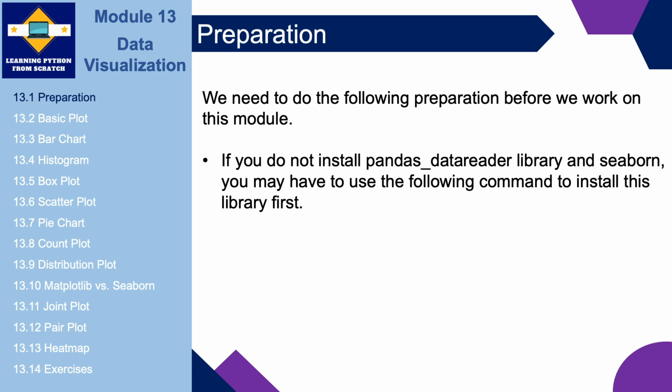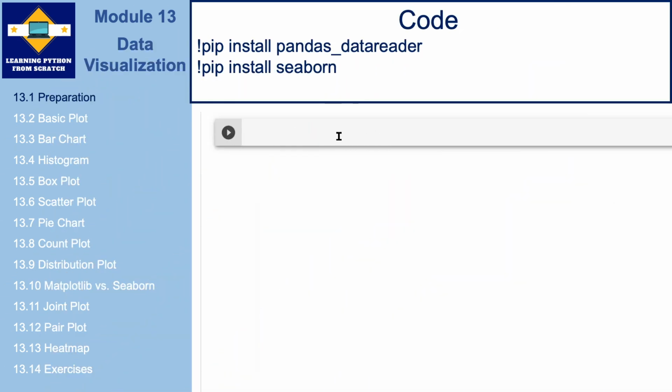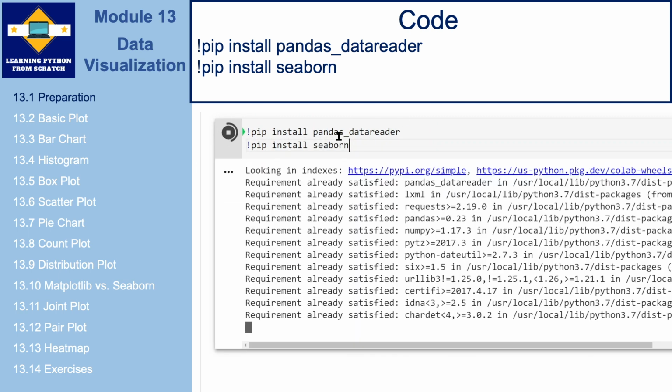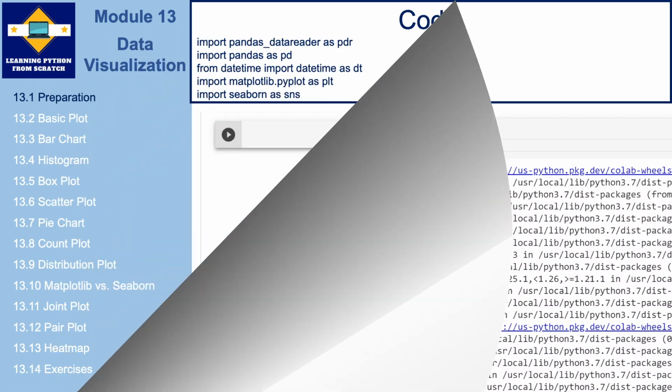If you do not install the Pandas Data Reader library and Seaborn, you may have to use the following command to install these libraries first. So here, we first want to install Pandas Data Reader by typing pip install pandas-datareader, and then we are going to install Seaborn, and after a while it's done.